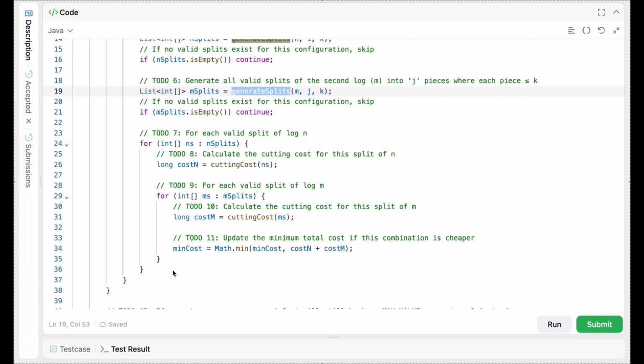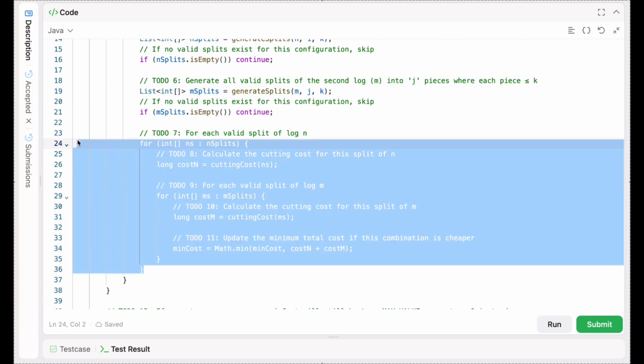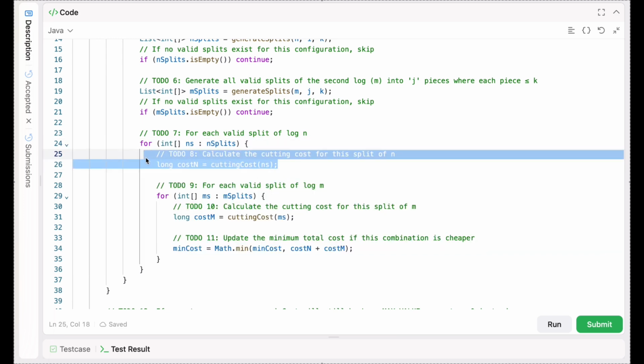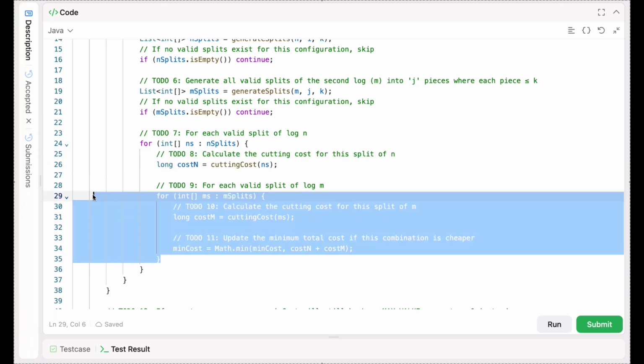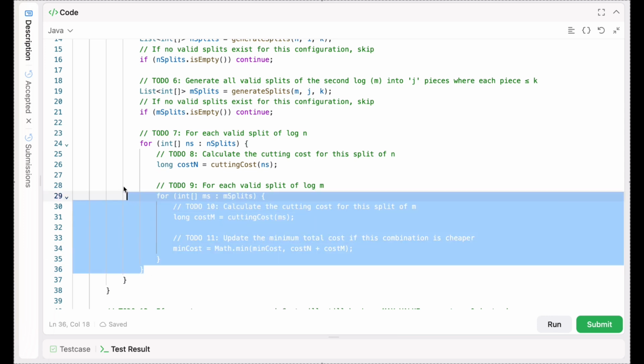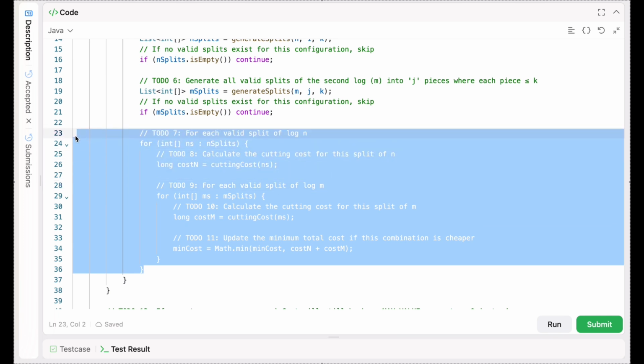Now, when you go to run these steps, what you need to do? You have to calculate the cutting cost: 0 if no cut, otherwise A into B. Just multiply their lengths if it splits into two parts. And for each split, you have to check the cost and update the minimum cost. Try all the combinations, because here we are taking two loops since you have to try all the combinations of a split and then pick the minimum cost, right?